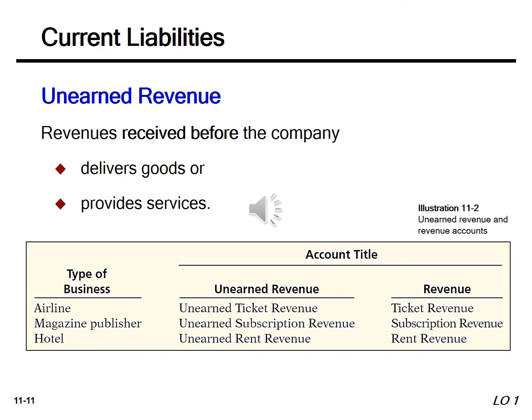Now for airline companies, unearned ticket revenue, so they usually get paid before they actually fly their customers from one destination to another. And the revenue in that case is from the sale of the tickets. Magazine publishers also get unearned subscription revenue, and the revenue in this scenario is basically the subscription revenue. Finally, hotels. Usually when you check in to a hotel, you pay before you actually stay the night. So that is an unearned rent revenue, and the source of revenue for that account is rent revenue.